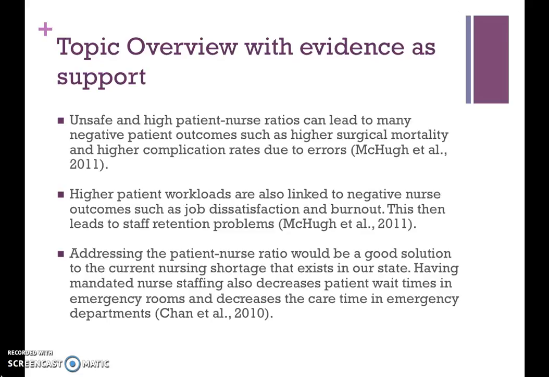So basically, nurse to patient ratios, we all have been there. We go to work, we get our assignment, and we see we have like 7 patients assigned to us, and we think, wow, that's really unfair and really unsafe to the patient. So the question becomes, at what point is the nurse to patient ratio unsafe, and which ratio is the best and the most effective? Unsafe and high nurse to patient ratios can lead to different negative outcomes, such as higher surgical mortality, higher complication rates due to errors.